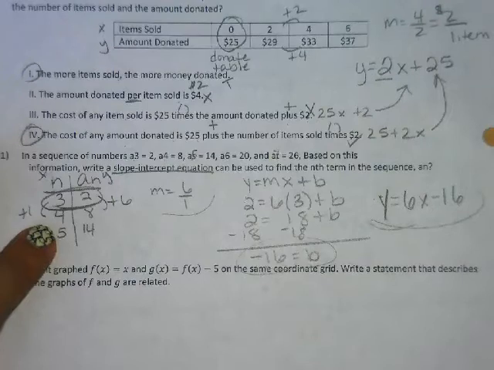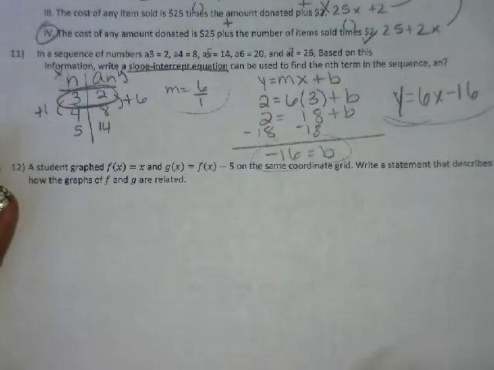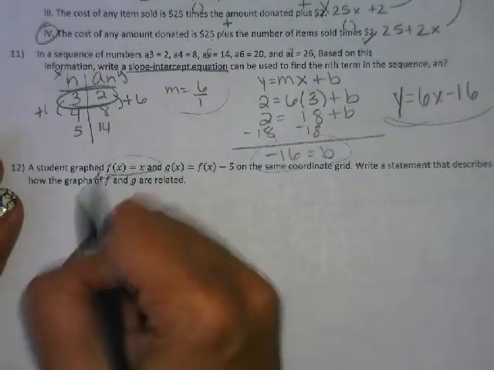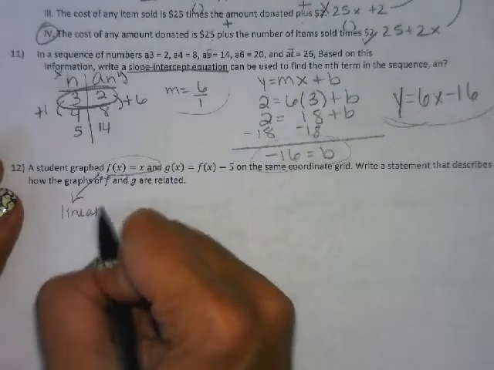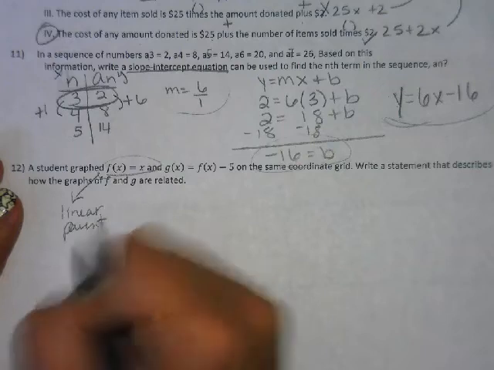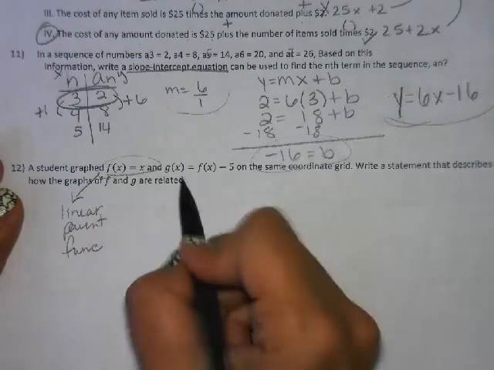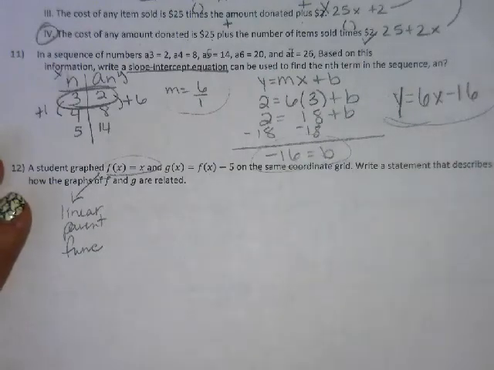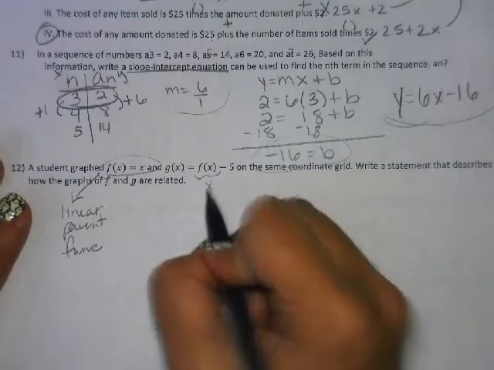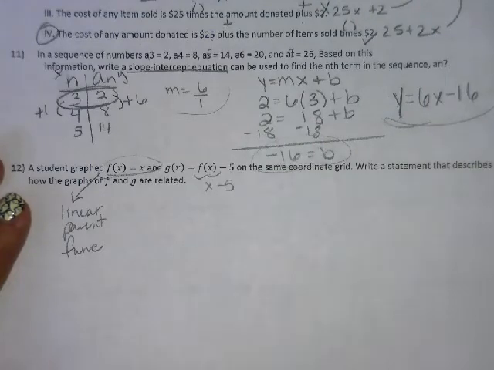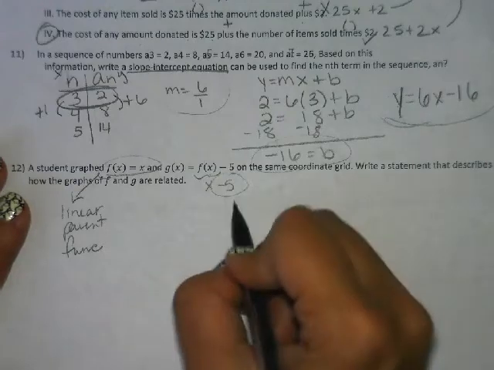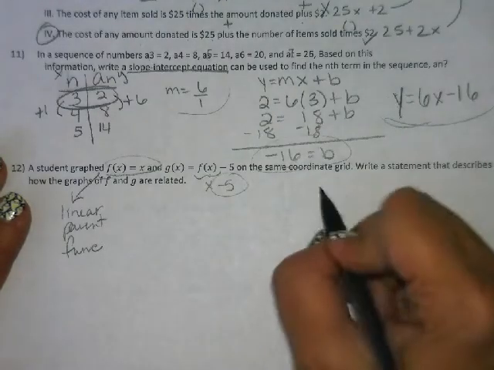The student graphs f of x equals x, so remember this is our linear parent function. And g of x is equal to f of x, the parent function, minus 5 on the same grid. Write a statement that describes how the graphs of f and g are related. Well, you should know that this is your k and your h.